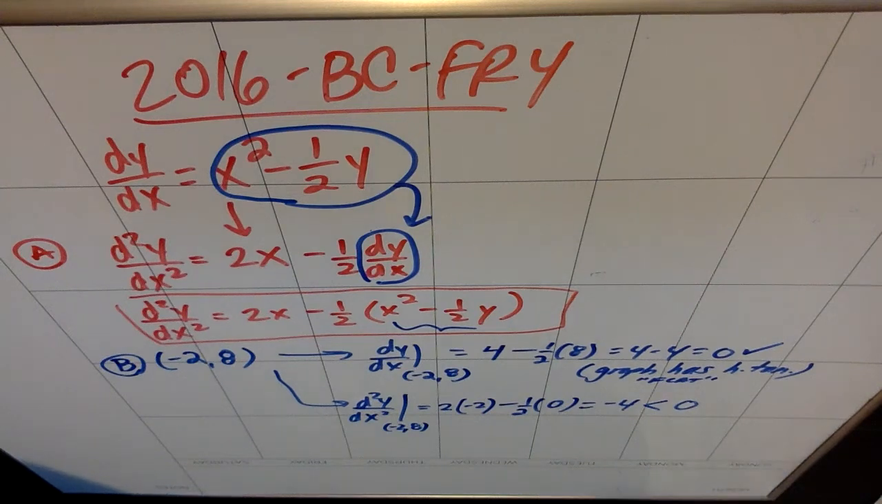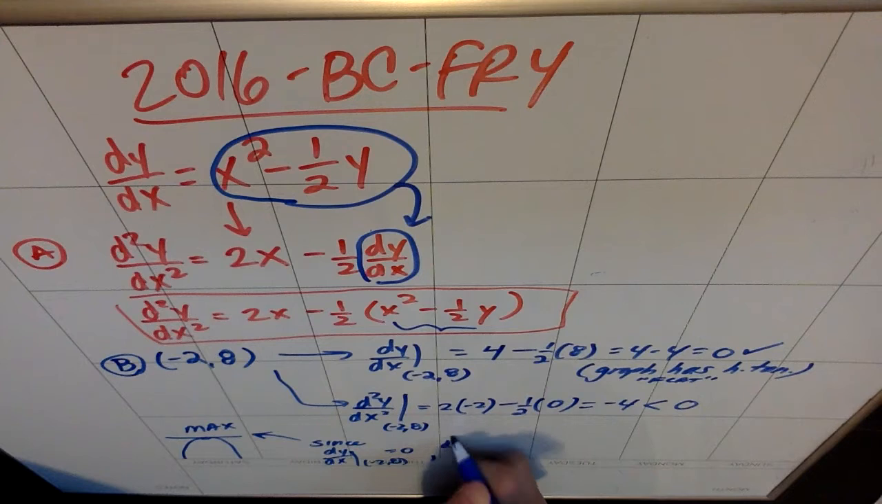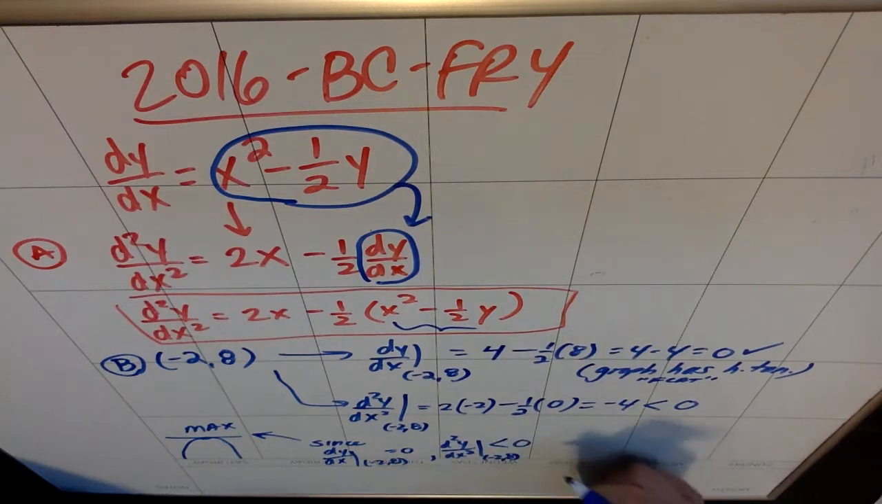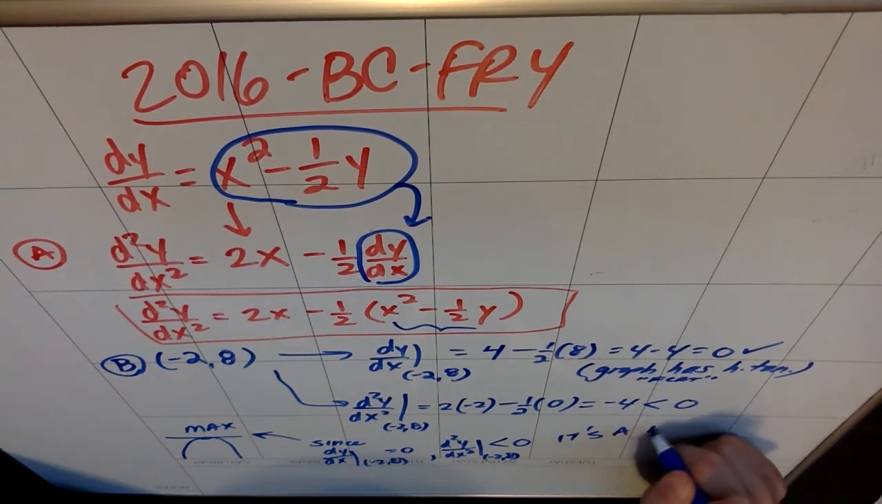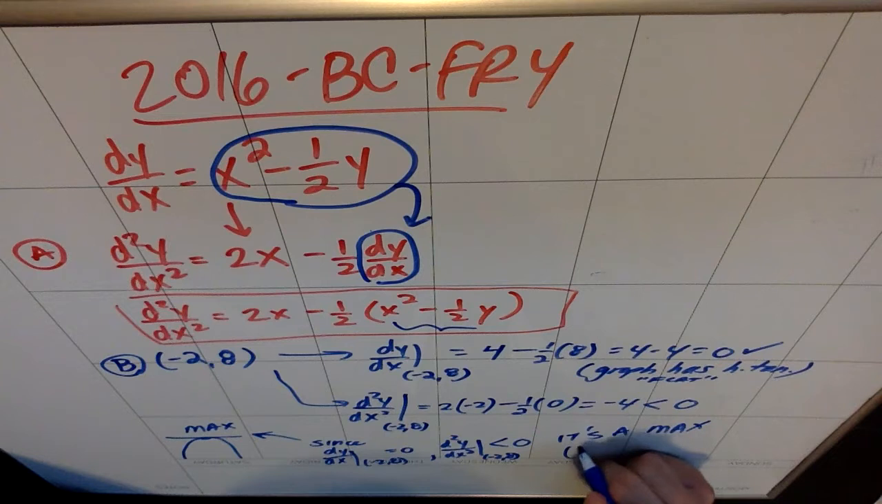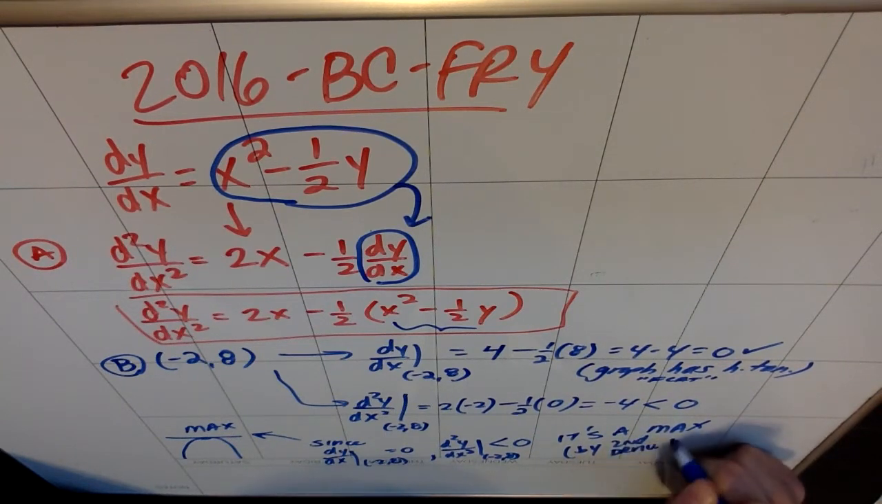So the situation I'm looking at is that I have a concave down curve that has a level spot, that's a max. So since dy dx at negative 2, 8 is 0, and d squared y dx squared at negative 2, 8 is less than 0, it's a max. And if you want, you can say by the second derivative test, but you don't have to. By the second derivative test.